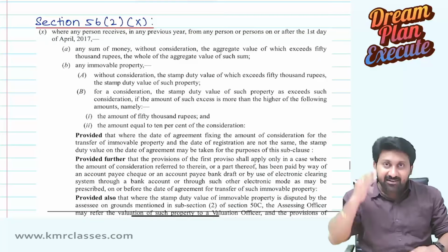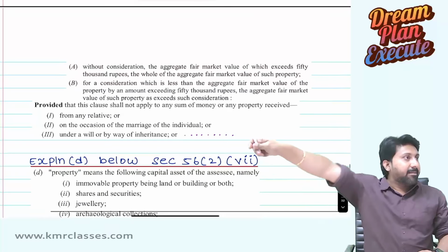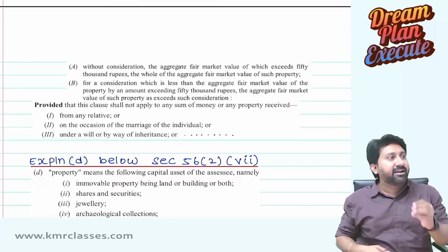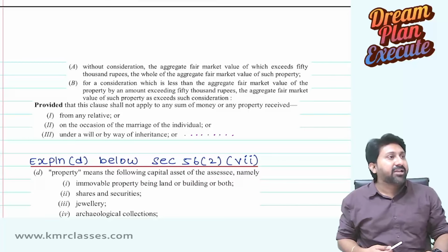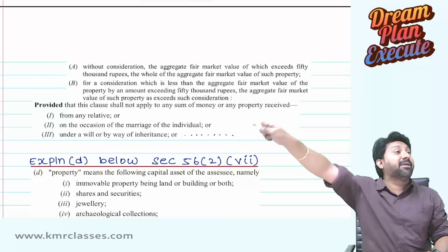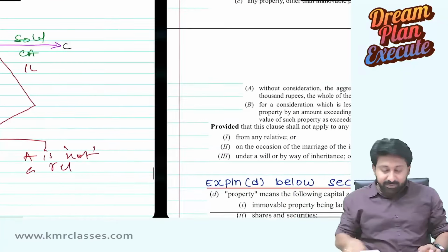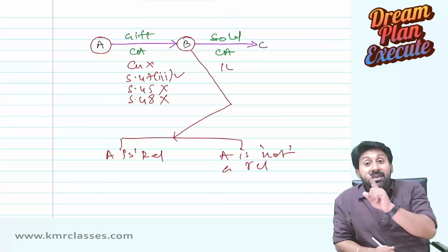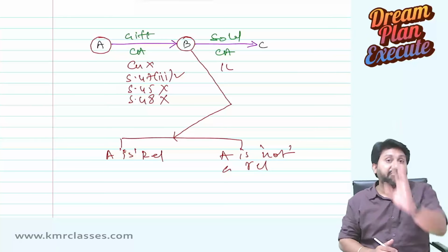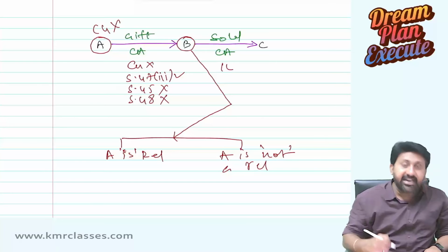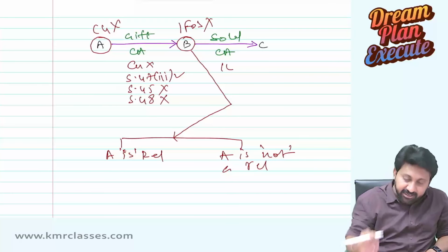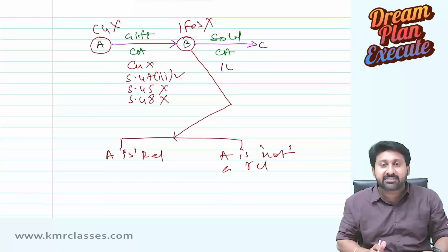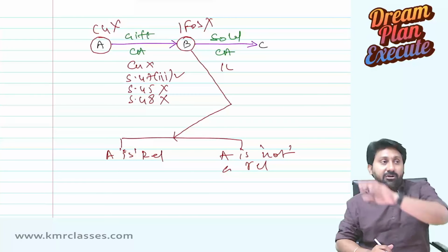Apply your mind here. The provision says this clause shall not apply to any sum of money or property received from any relative. So if A and B are relatives, then B is not even subjected to tax under the head IFOS. Under the capital gains head A is not paying tax, and under the IFOS head B is also not paying tax. Now none of them are paying tax in this gift transaction. Government is losing a lot of revenue.